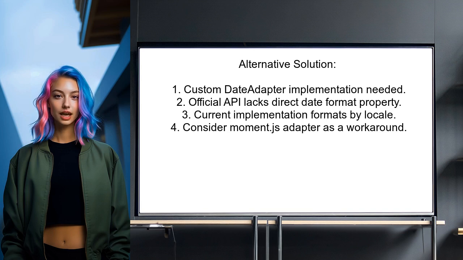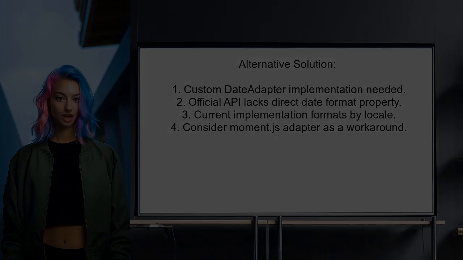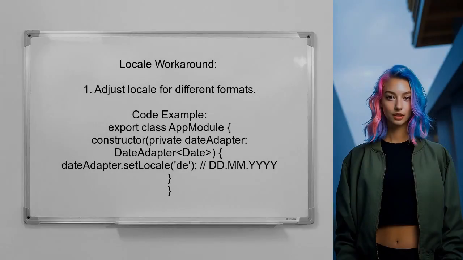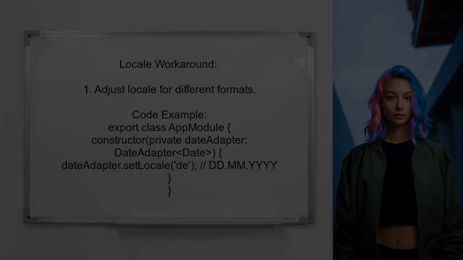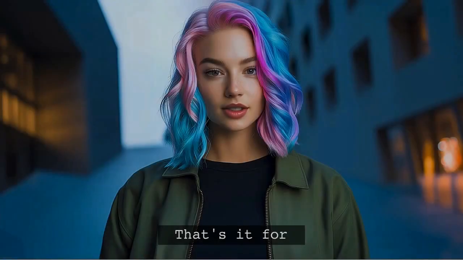Users have expressed the need for more adapters, and while waiting for an official solution, you can try using a moment.js-based adapter. Additionally, you can adjust the locale settings to achieve different date formats in the Datepicker. This is a temporary workaround until a proper solution is available. For example, you can set the locale to German for a dd.mm.yyyy format by using the following code in your app module. That's it for that response.